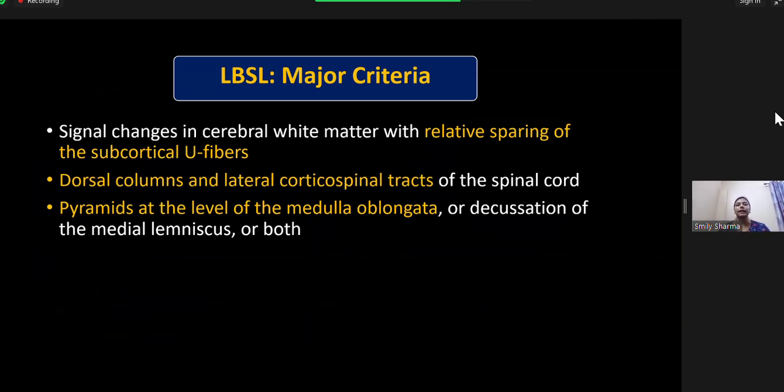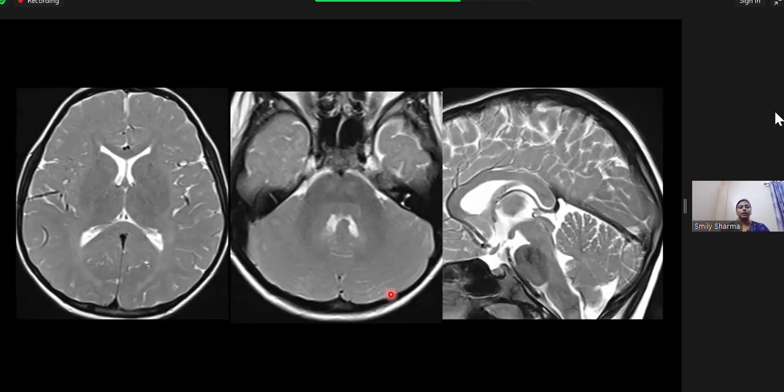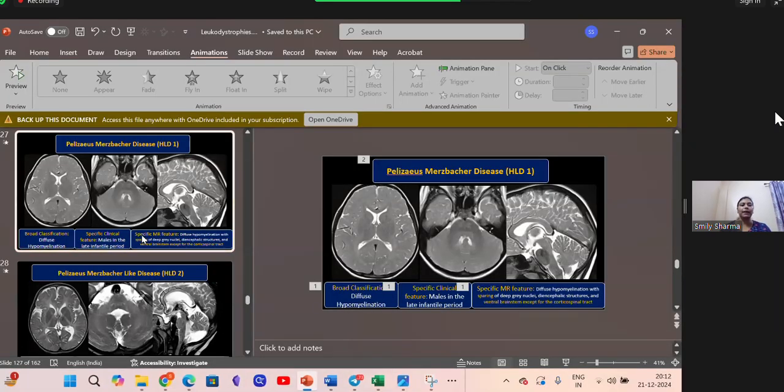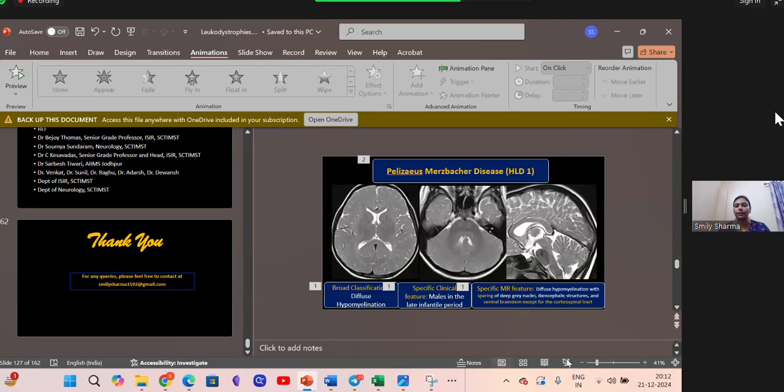The major criteria is involvement of the white matter with sparing of the subcortical U fibers, dorsal columns and lateral corticospinal tract, and pyramids at the level of medulla oblongata, decussation of medial lemniscus. There are other minor criteria as well. So we are finishing the demyelinating. There are many more hypomyelinating disorders, so we can cover them in the next session.